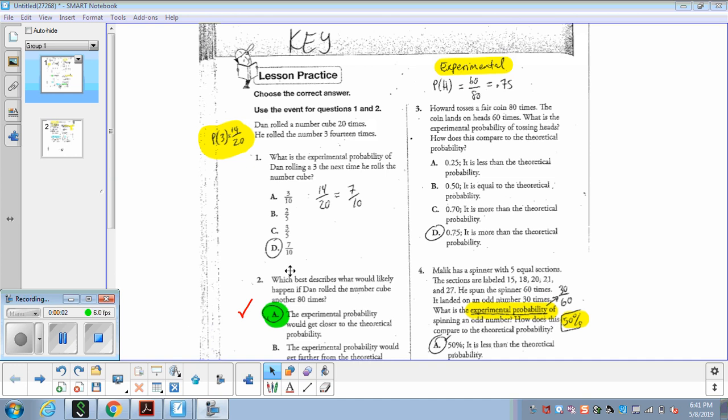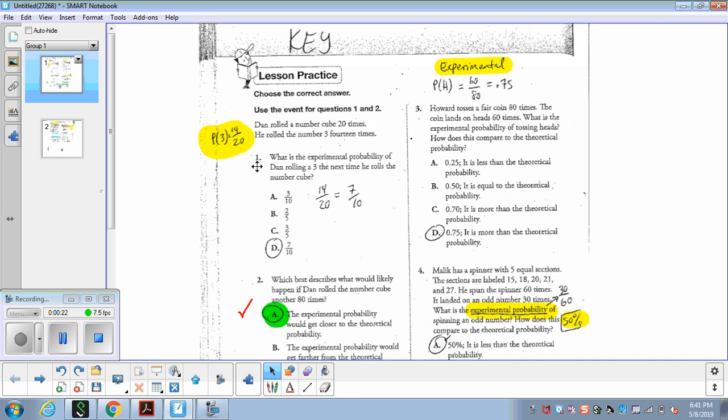So right now we're going to be going through the difference between experimental and theoretical probability and how to compare the two. And we're going to get started here with this example about Dan rolling the number cube. So Dan rolled a number cube 20 times, and it looks like he landed on the number 3 14 of those times. So I've got that over here in yellow. Those are the results of the experiment.